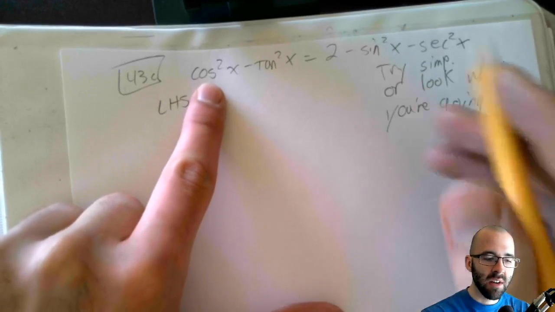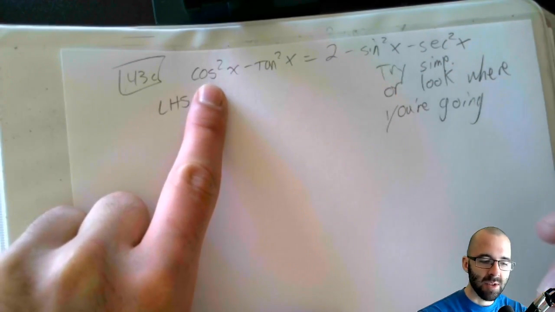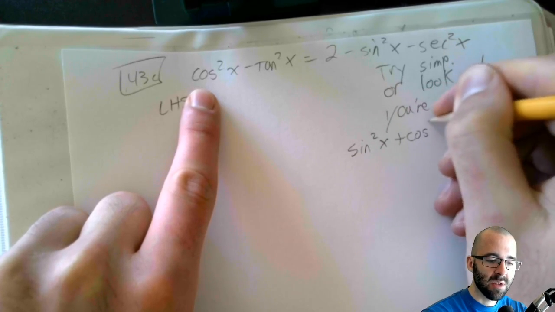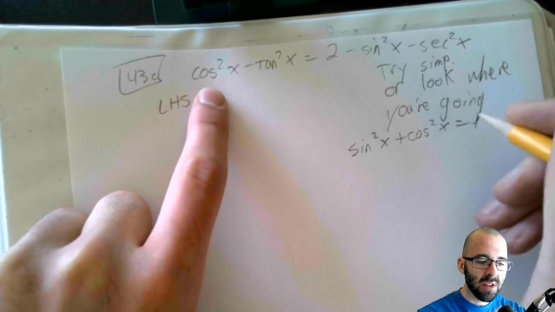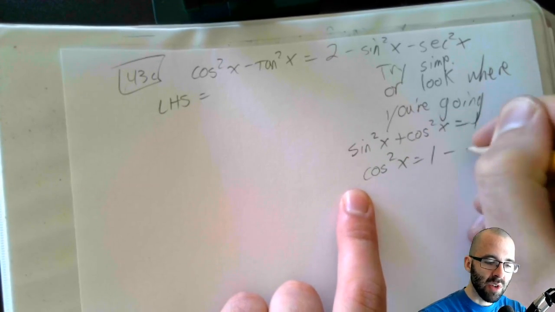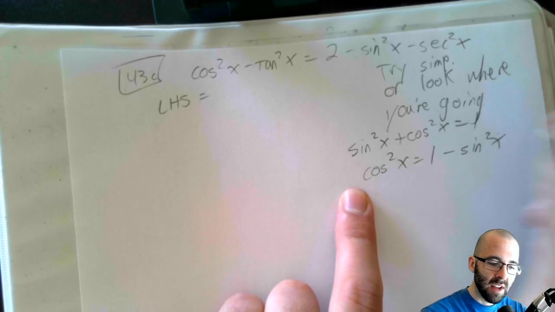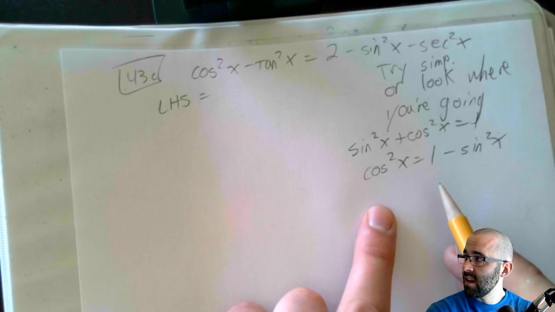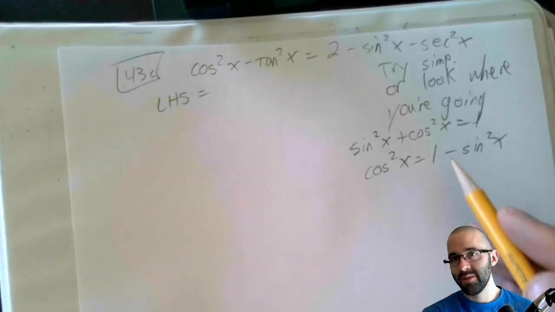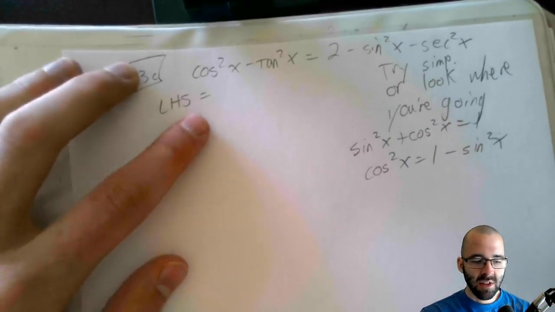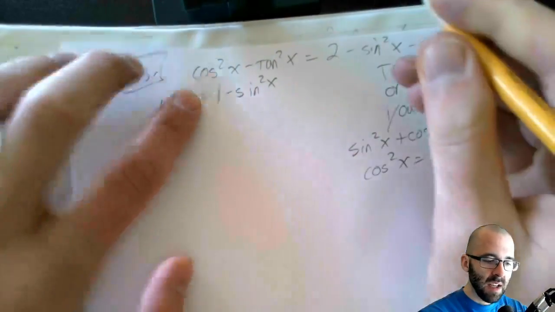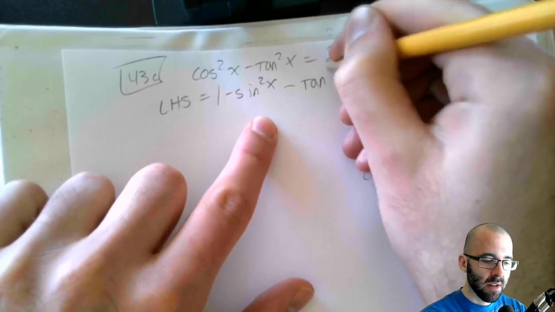We have a cosine squared, and we want to turn it into sine squared, Pythagorean identity. Sine squared of x plus cosine squared of x equals 1. And I want to get rid of cosine squared. So let's move the sine squared over. Cosine squared of x equal to 1 minus sine squared of x. And this is also good news, because now we have a 1. We needed a 2, but we're halfway there. The left-hand side, cosine squared, is 1 minus sine squared of x. We're still left with a tangent squared.